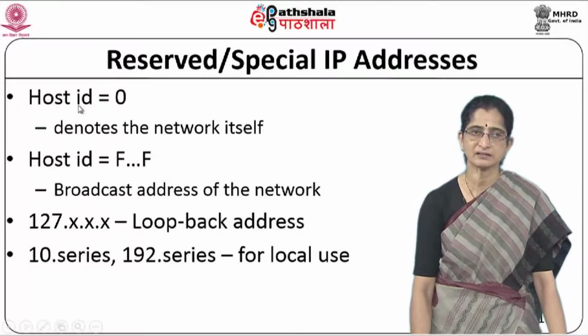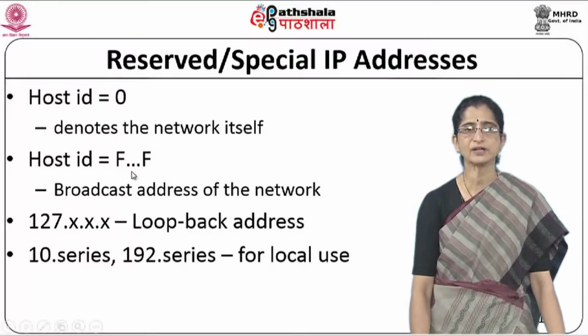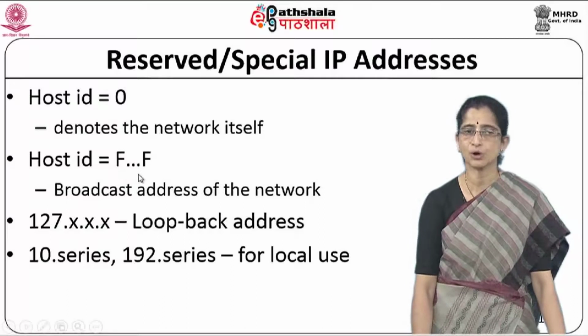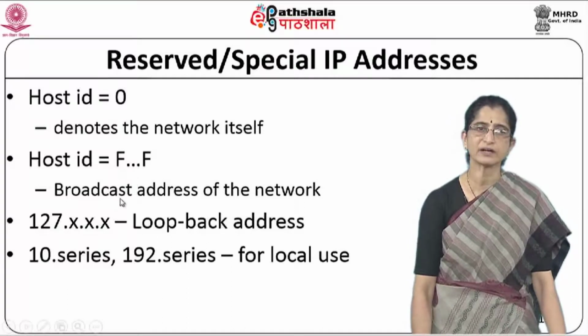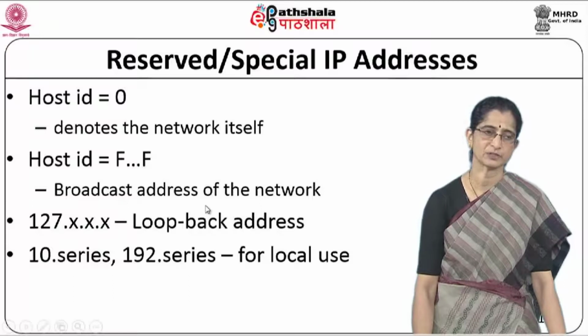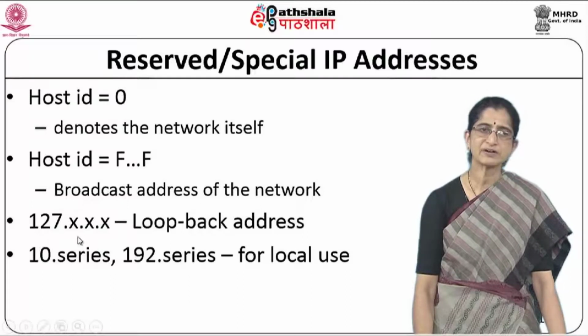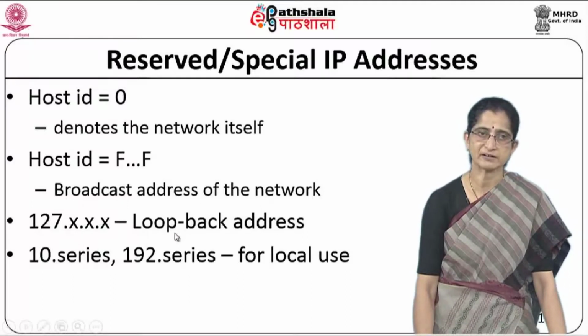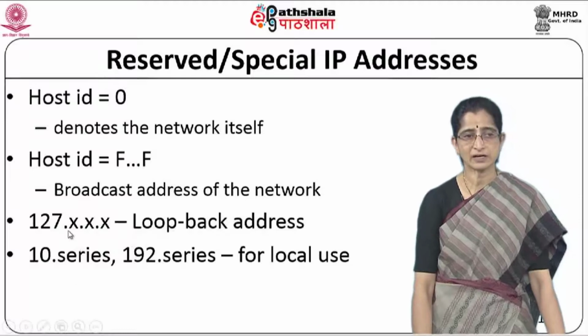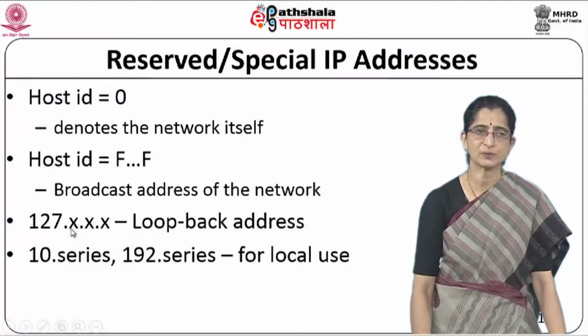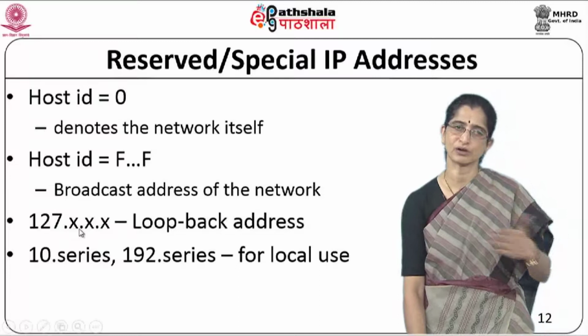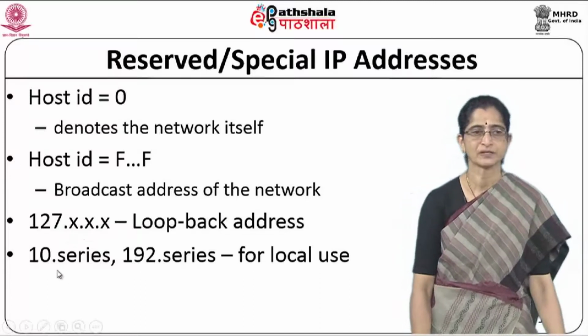A network address with host ID 0 indicates that it's just some node on this network. Okay, and a host ID of FF, that is if you use all Fs, indicates that it is a broadcast address for this particular network. Okay, 127 dot something is used as a loopback address, which means that a packet sent out with a value of 127 will not really go out into the network at all. It will be looped back and sent back to the same host.